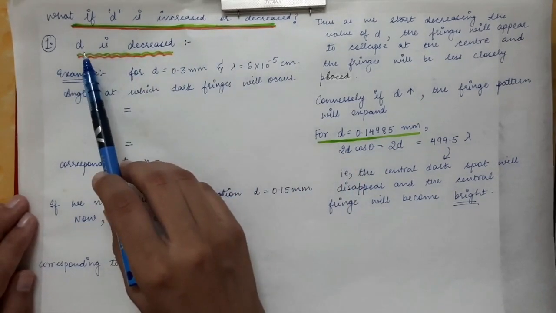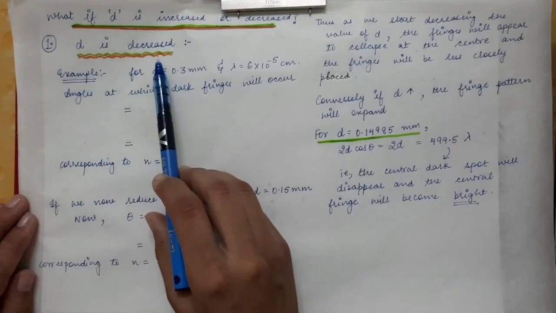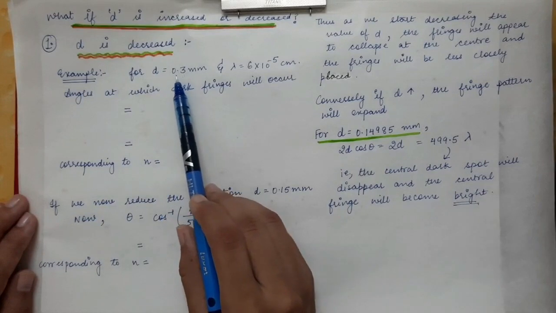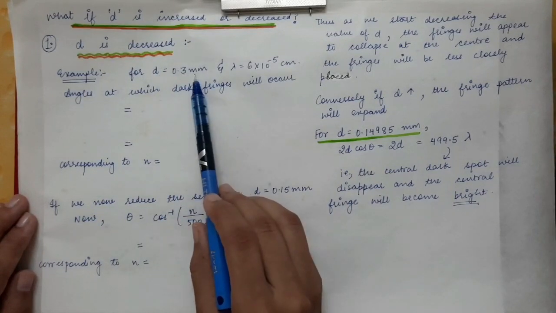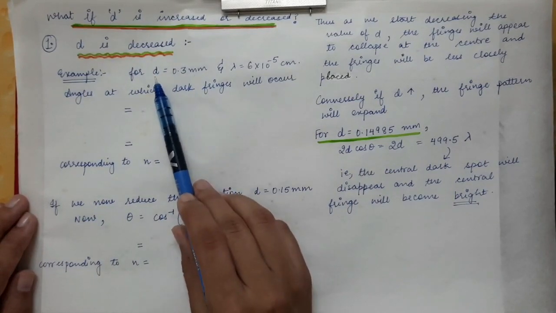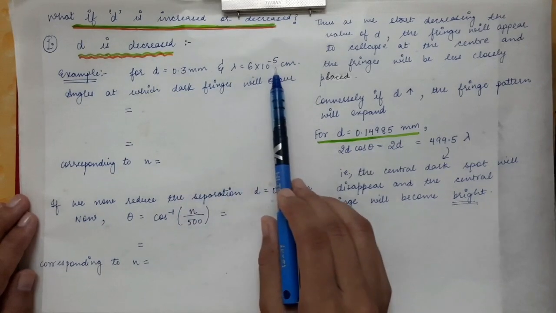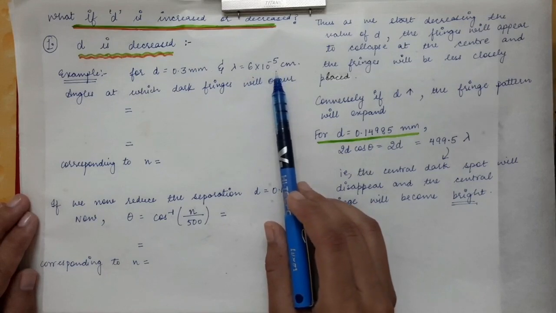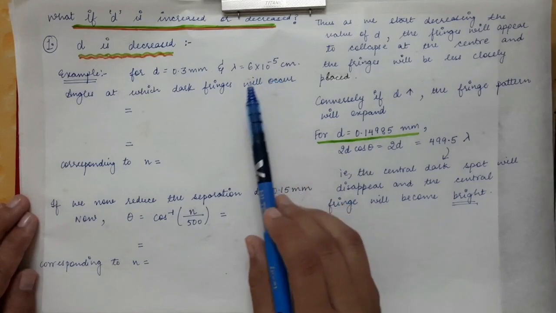First of all we will see when d is decreased. We are taking an example that d is equal to 0.3 millimeter. So we have fixed the value of d, and lambda which we are taking is also known to us, equal to 6 into 10 power minus 5 centimeter.